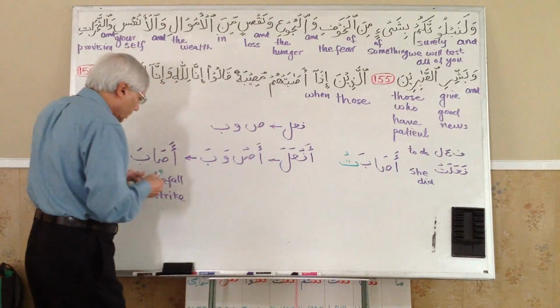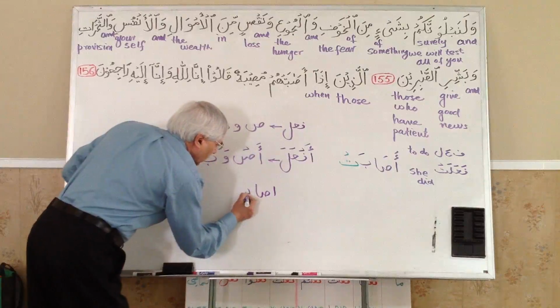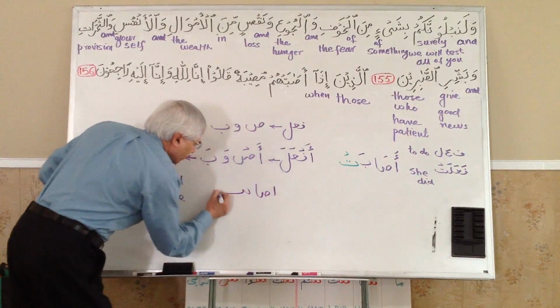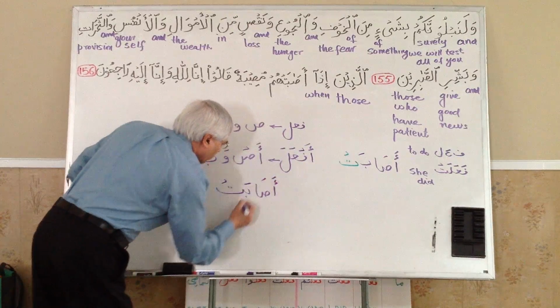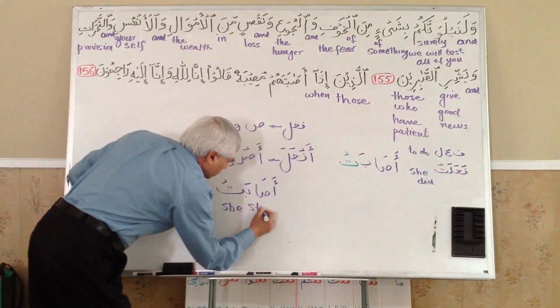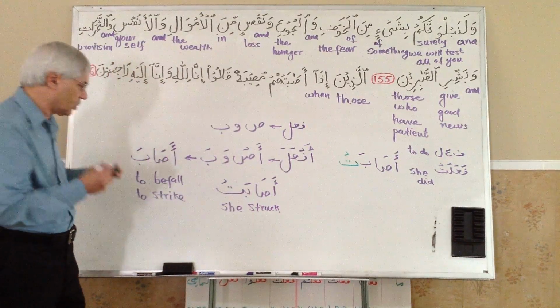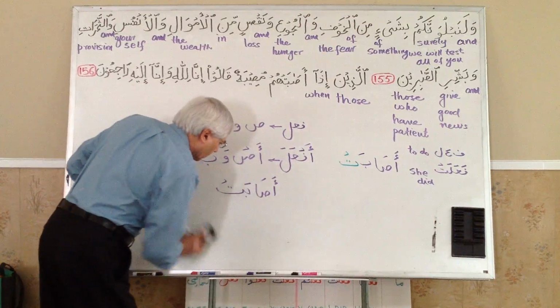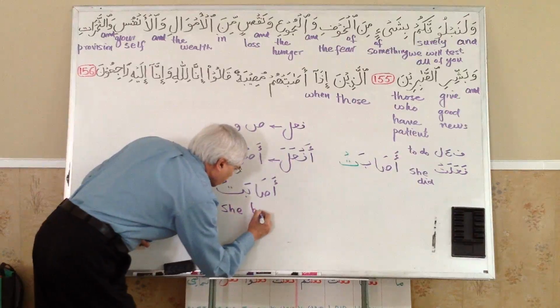So that is what the word means. So asabat means she struck, or she befell, or she hit, anything you can say.